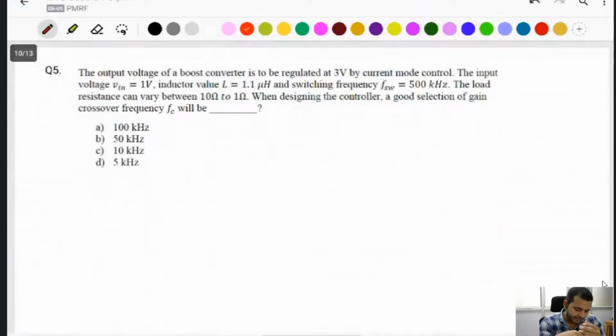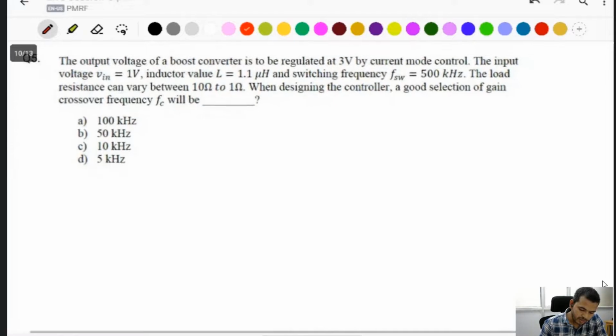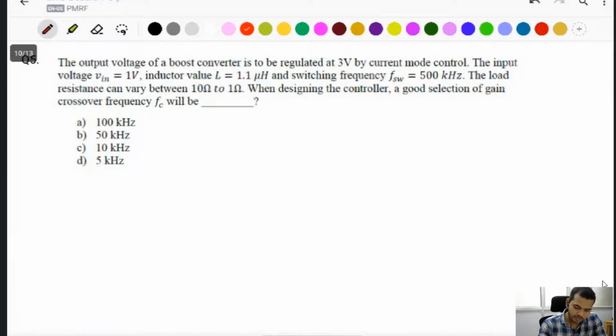Question number 5 here. The output voltage of a boost converter is to be regulated at 3 volt by current mode control. The input voltage V in is 1 volt and 3 volt is the output voltage. Inductor value is 1.1 microhenry, switching frequency 500 kilohertz. The load resistance can vary between 10 ohm to 1 ohm. It means the load varies. When resistance is decreased, then current increases.